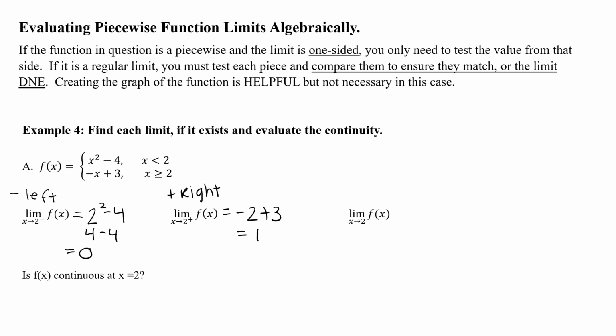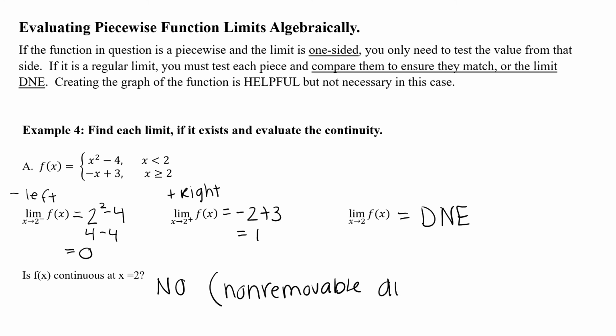Because the left-hand side limit does not equal the right-hand side limit, the limit as x approaches 2 does not exist. So then thinking about what this graph would look like, our limit approaching from the left is approaching 0, our limit from the right is approaching 1. So we actually have a jump in our graph at x equals 2, so our function is not continuous at x equals 2, and since it's a jump, we're going to call that a non-removable discontinuity at x equals 2.